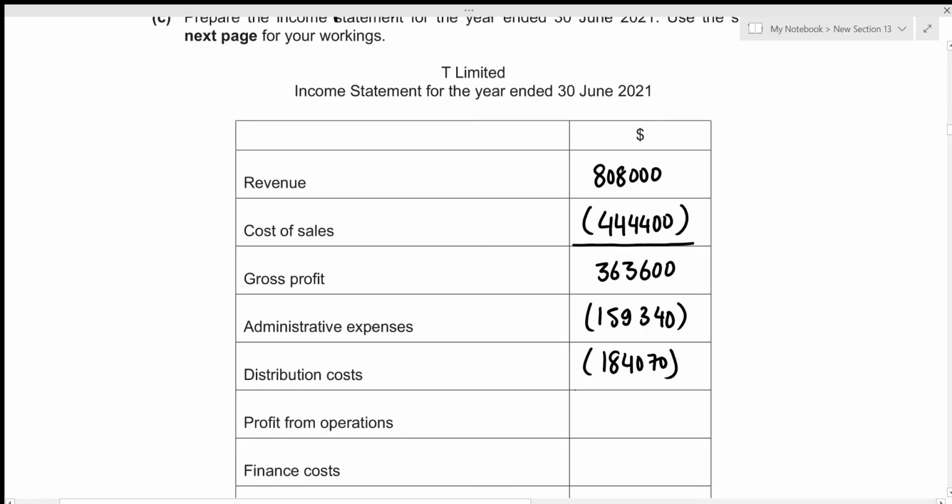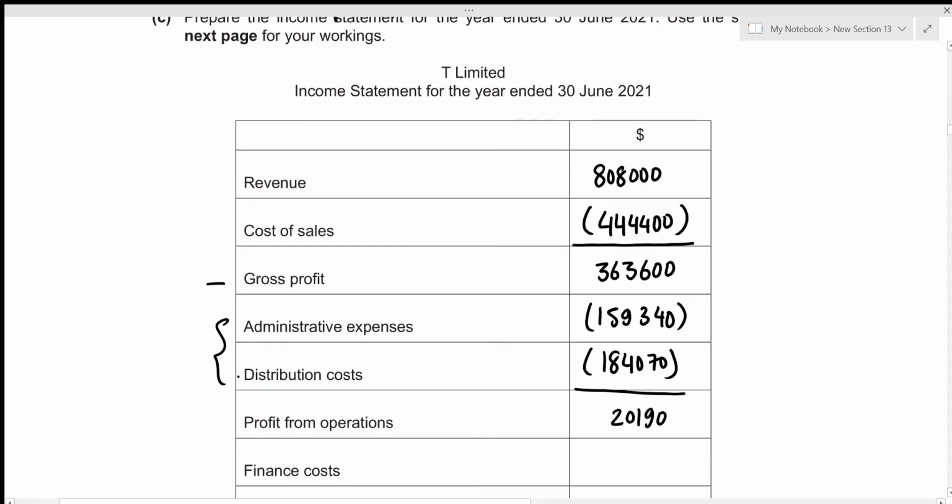Now, in order to figure out the profits from operations, we just subtract the administrative expenses and distribution costs from the gross profit. So that's going to be 363,600 minus 159,340 minus 184,070, which gives the profit from operations to be 20,190.